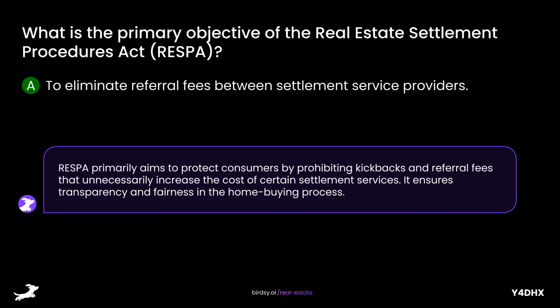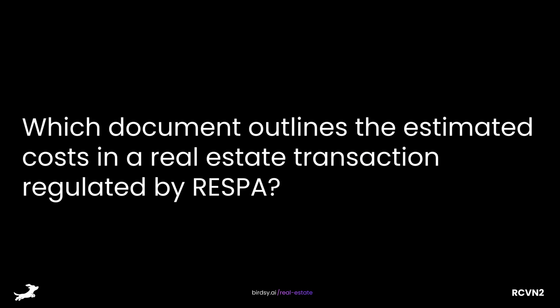RESPA primarily aims to protect consumers by prohibiting kickbacks and referral fees that unnecessarily increase the cost of certain settlement services. It ensures transparency and fairness in the home buying process. Which document outlines the estimated costs in a real estate transaction regulated by RESPA?